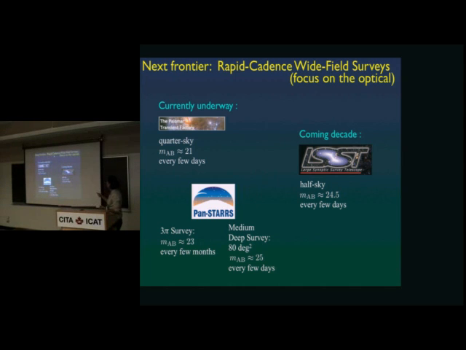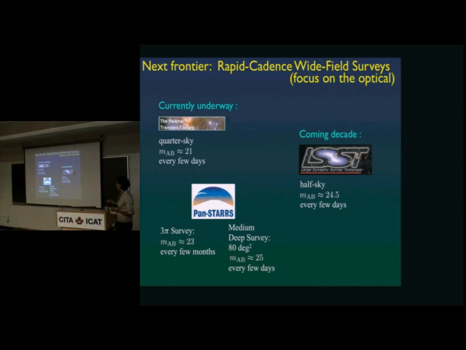However, this could all be about to change with the advent of a new generation of transient surveys, with several new rapid-cadence wide-field surveys. I'll be focusing on the optical, although there are planned and started surveys at other wavelengths as well. So currently underway is the Palomar Transient Factory, which is a collaboration between Caltech and Berkeley and several other institutions, which is imaging a quarter of the sky down to magnitude 21 every few days.